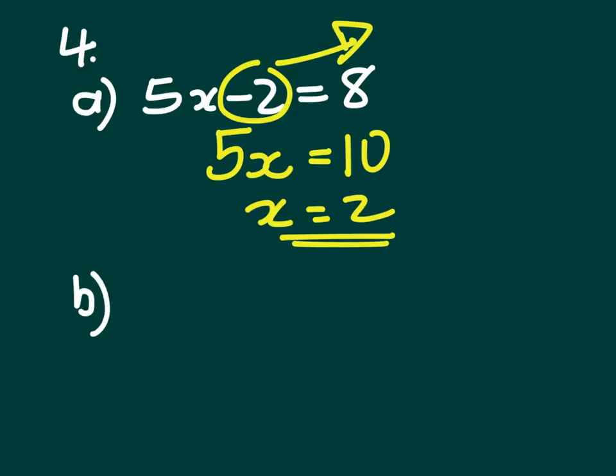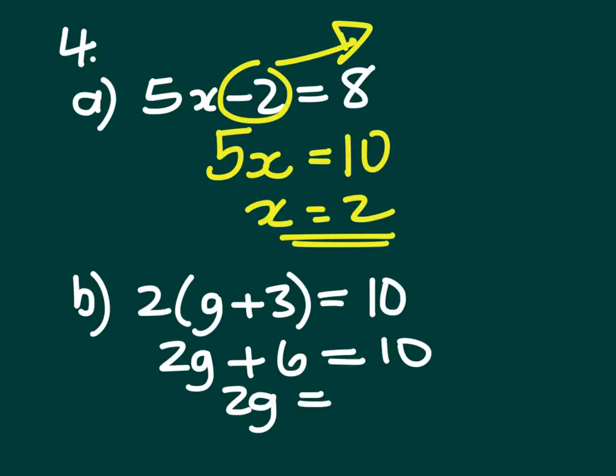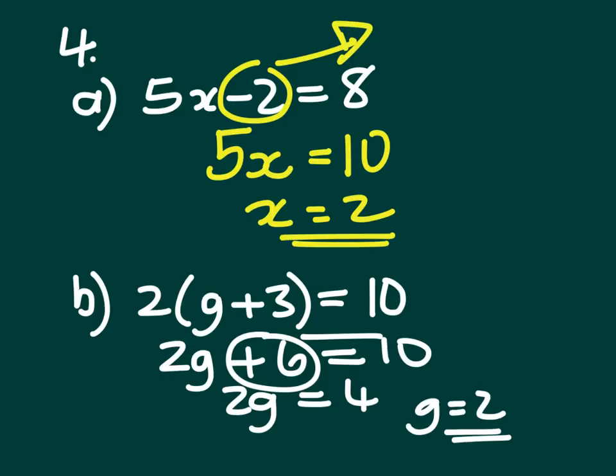Part B, let's say we had 2 bracket g plus 3 makes 10. Then I would remove the brackets, 2g add 6 makes 10. Keep the 2g on this side, take the 6 over again, and then lastly, that would give us g as 2. Okay, so in the first example, we're moving numbers over and then solving. In the second example, we're removing brackets, moving numbers over and solving.